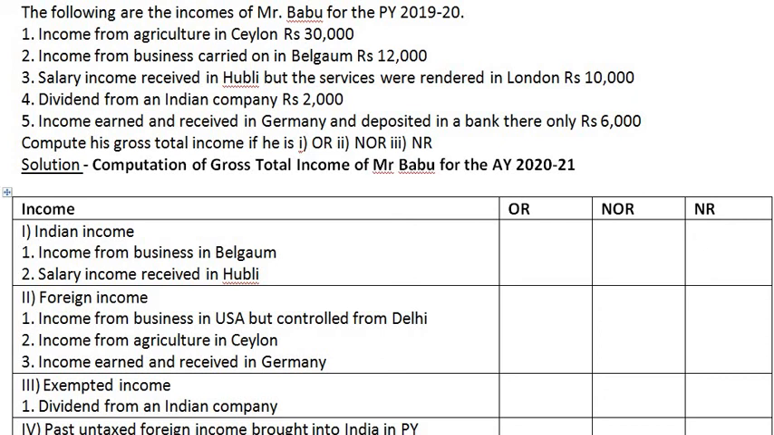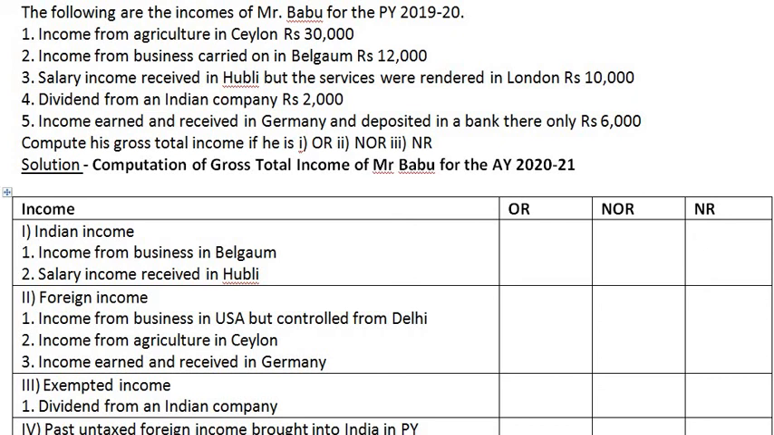Similarly, for the second one, income from business carried on in Belgaum. Where is it carried on? In Belgaum, in India. Therefore, it is an Indian income, taxable to ordinary resident, not ordinary resident as well as non-resident. Therefore, for the second point, you make the marking that it is Indian income and taxable in 3 columns.